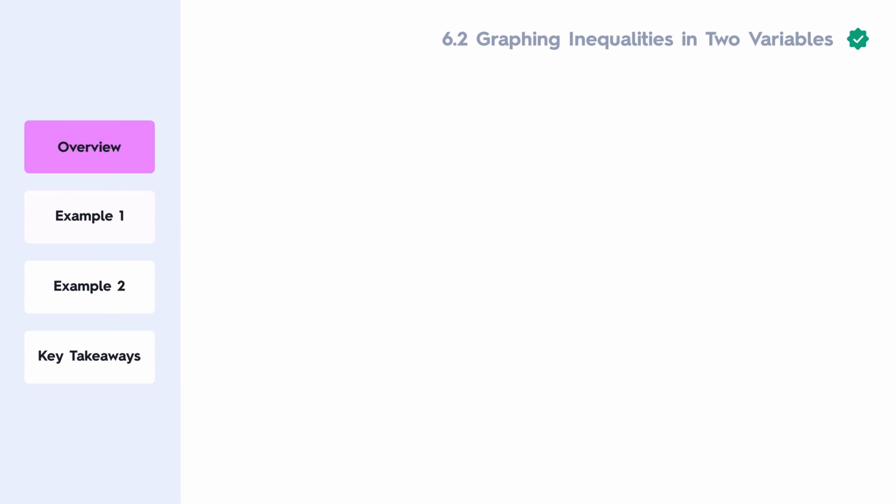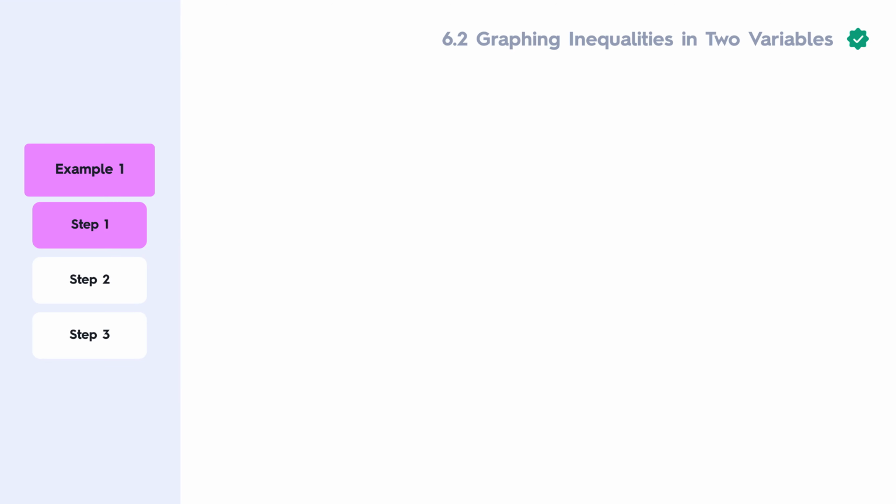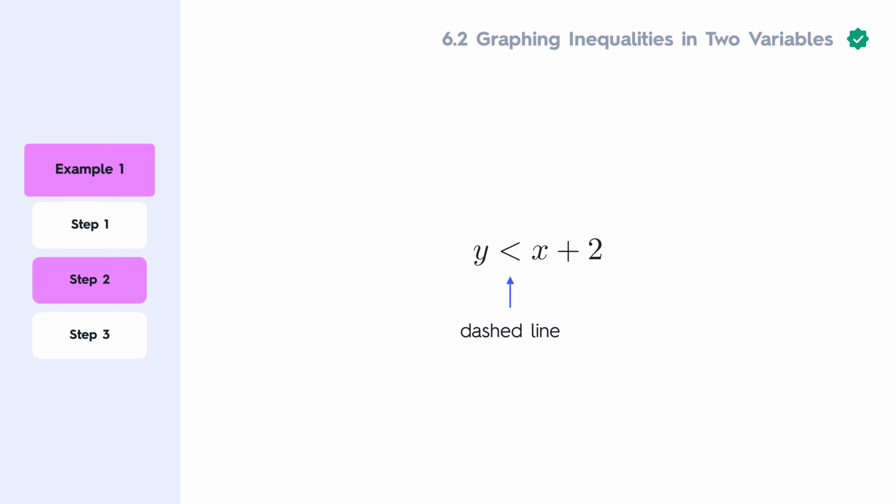Let's practice this method with some examples. Let's graph this inequality on a coordinate plane and identify the solution region. In this case, the inequality y is less than x plus 2 is already in slope-intercept form, where m is 1 and b is 2. This will make it easy for us to plot the boundary line. The inequality symbol means that we'll use a dashed line because points on the line itself are not part of the solution. Now, let's graph the boundary line.